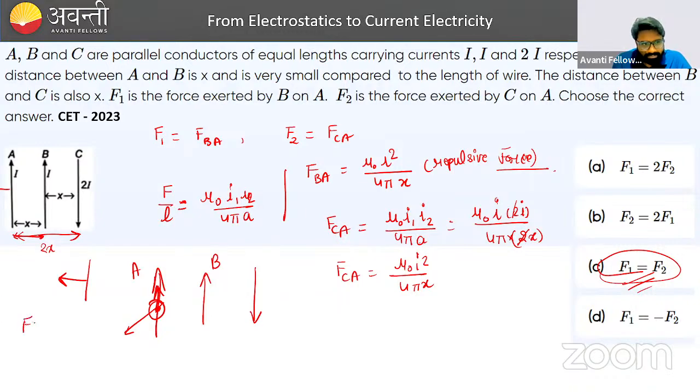Force is given by I into L vector cross B vector. So the L cross B direction comes out in this way. Clear?